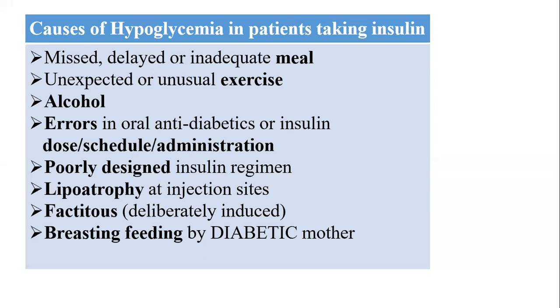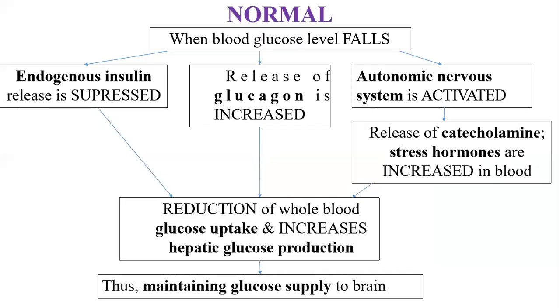So the most common causes of hypoglycemia are inadequate meal or delayed meal or missed meal, unexplained or unusual exercise, alcohol, error in anti-diabetic drug or insulin dosing, poor designed insulin regime, lipoatrophy, factitious administration, or sometimes even breastfeeding mothers.